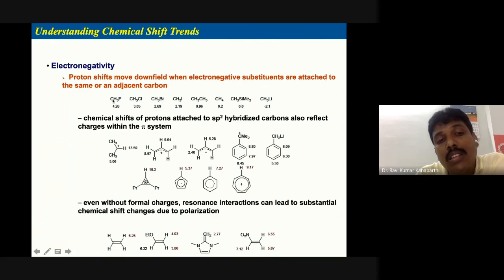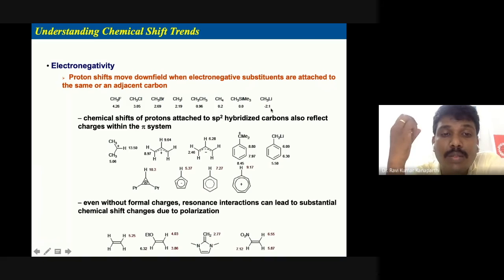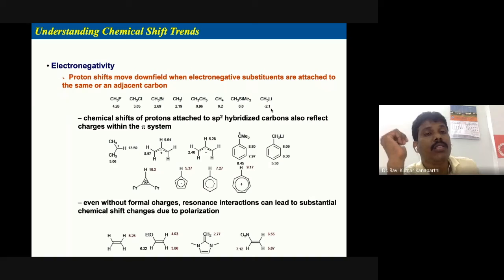Similarly, if you replace the fluorine with chlorine, bromine, etc., you have a variation in the shielding, and that is reflected. When it comes to methyl lithium, you know that lithium is electropositive, therefore the chemical shift value becomes even more negative. So in most cases, what I wanted to say is that this will be sufficient if you can understand the electronegativity concept. Most of the time your job is done in understanding the chemical shift values.